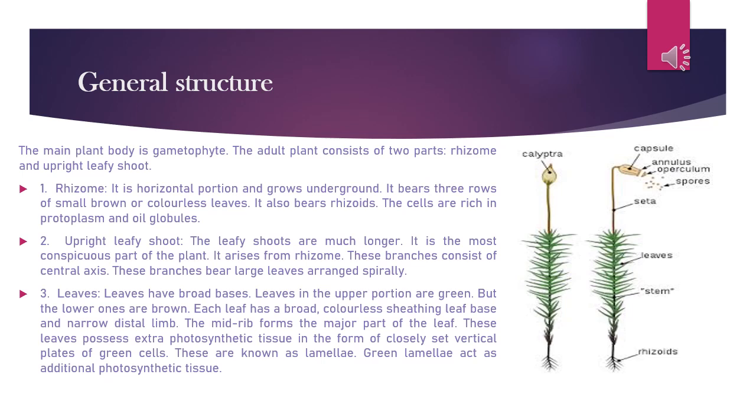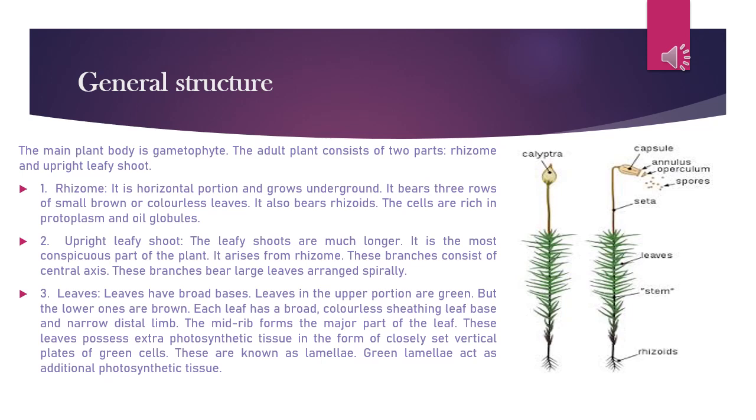Here it is a horizontal portion and grows underground. It means that it always grows below the soil level, and it contains three rows of small brown or colorless leaves. It also contains rhizoids. These rhizoids look similar to roots but they are not roots, they just look similar to roots. Then the next part is the aerial part, which is the leafy shoot system.